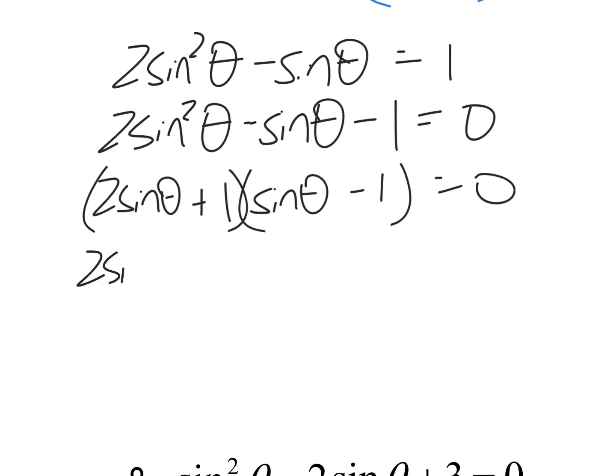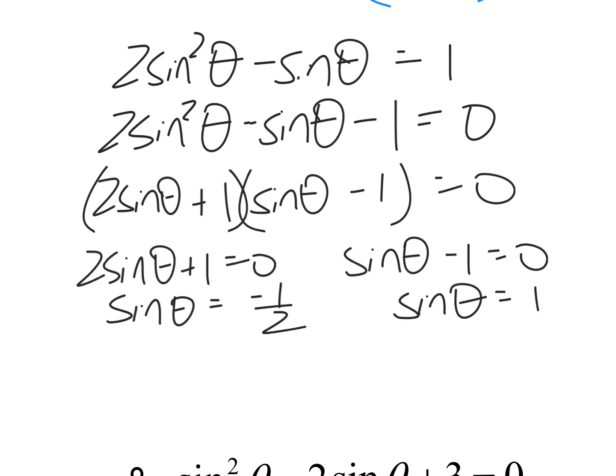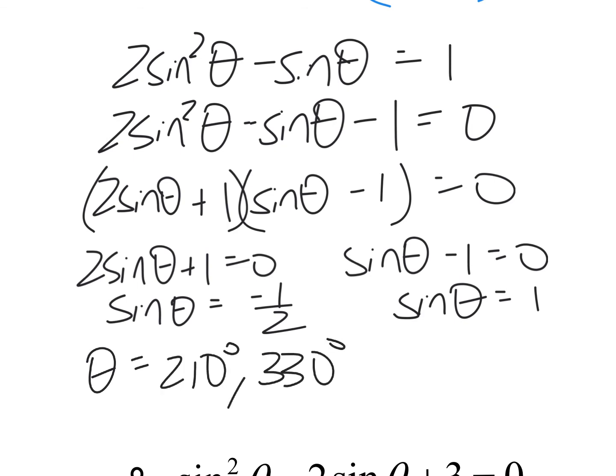This means 2 sine theta plus 1 equals 0, and sine theta minus 1 equals 0. So I can solve both of these equations, subtract the 1, divide by 2, and sine theta equals negative 1/2 over here. So where is the y value on the unit circle in terms of degrees equal to negative 1/2? That's quadrant 3 and quadrant 4. And when the y value is 1/2, that's our 30-degree reference angle. So I have 210 degrees and 330.